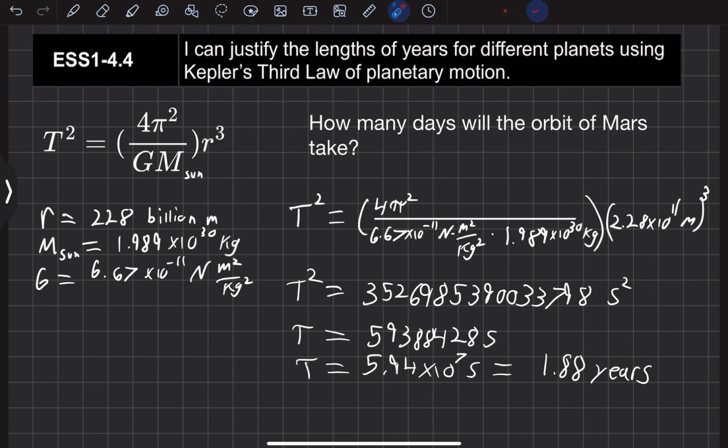Well, how many Earth years is 59 million seconds? When we do the unit conversion, divide by 60 again for minutes, and then hours, and divide by 24 for days, and divide by 365 for years, and we get that it's about 1.88 years. So how does the length of a year on Mars, for example, compare to that of Earth? It's 88% more. It is longer by 0.88 of a year, so it takes 1.88 Earth years for Mars to go around the sun.